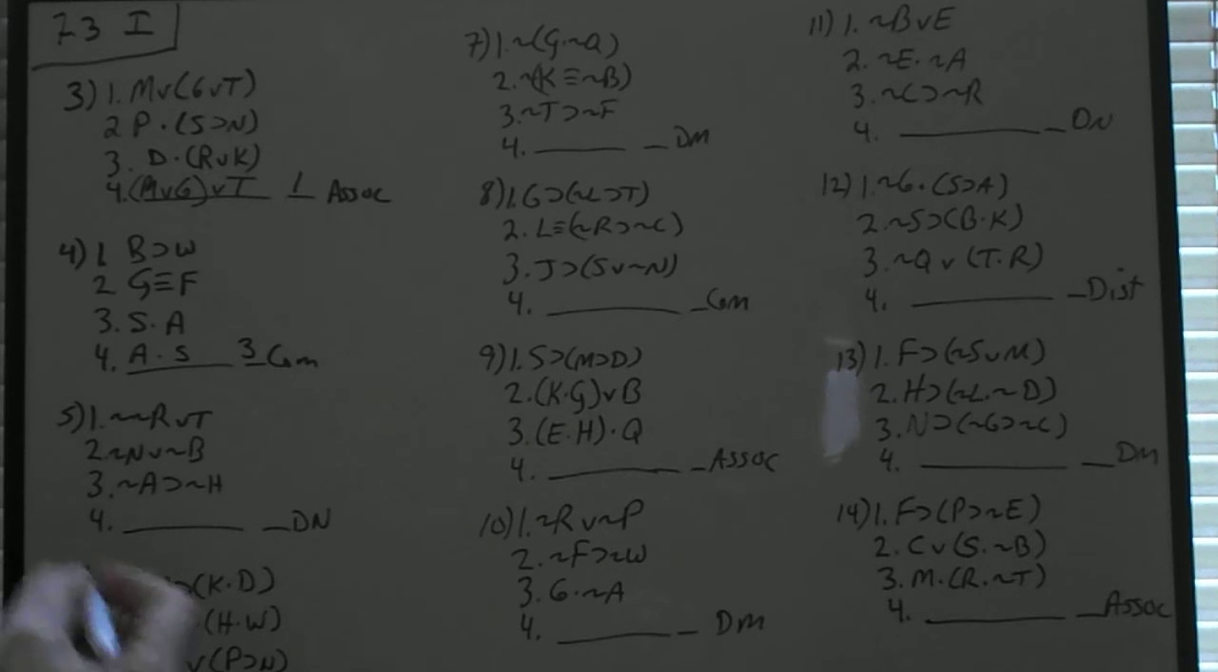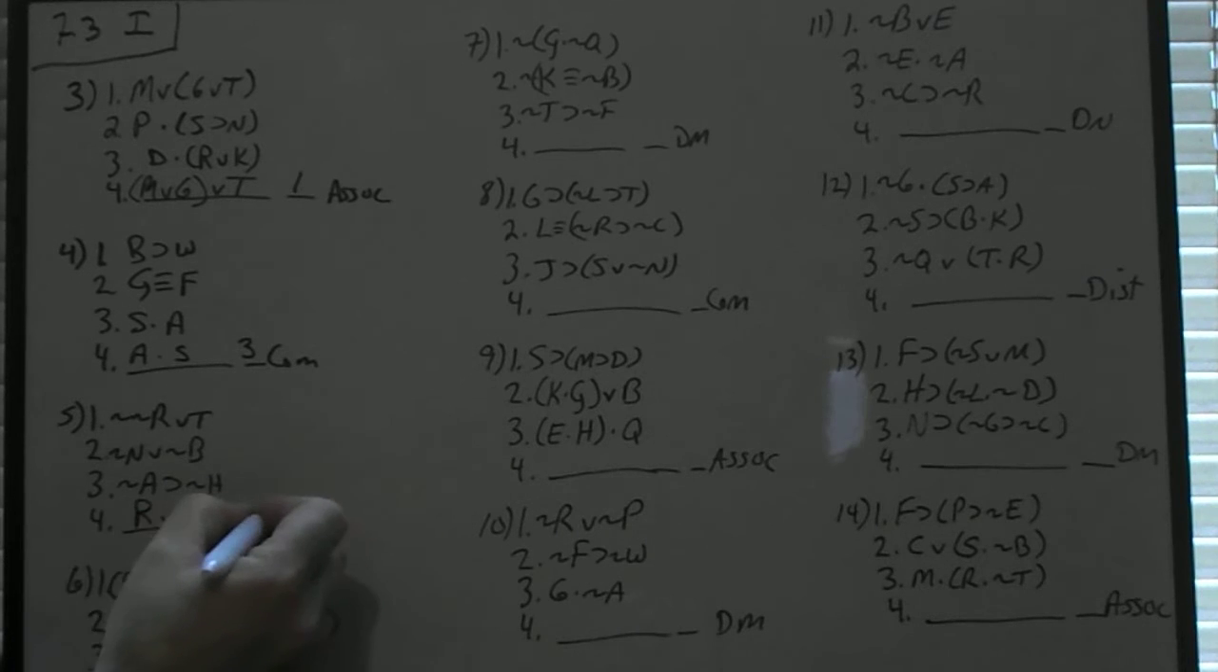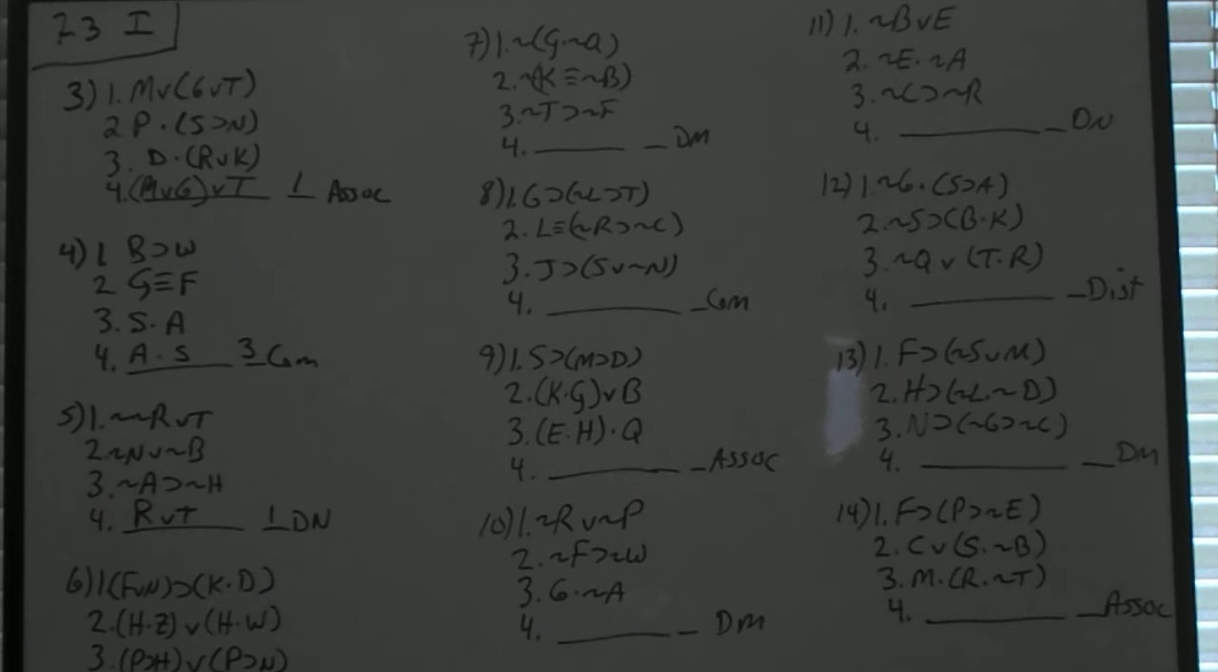Well, the only one that has the double negation is line 1. Not R becomes just R. So line 4 would be R or T from 1 through double negation.